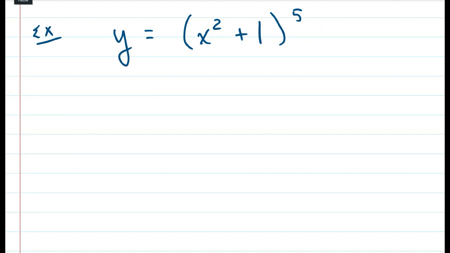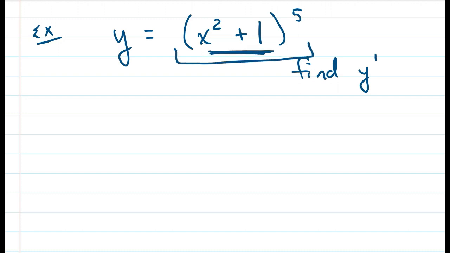In our next problem, we have y is equal to the quantity of x squared plus 1 raised to the 5th power, and we're told to find y prime, so basically find the derivative. So I see an inner function and an outer function, right? The inner function is x squared plus 1. The outer is that quantity raised to the fifth. So I can apply the chain rule. The chain rule says to take the derivative of the outer. So we apply the power rule.